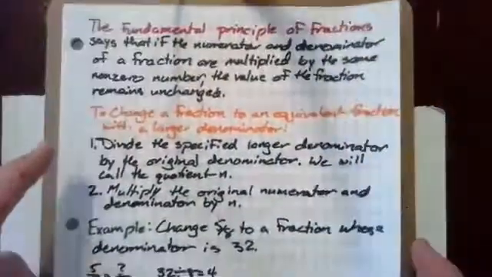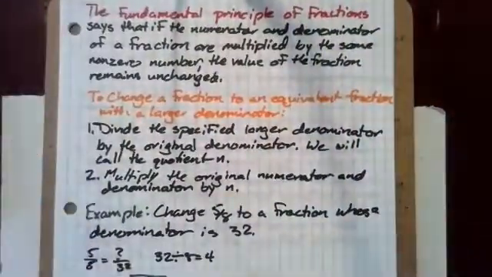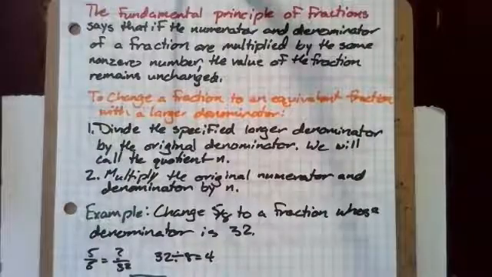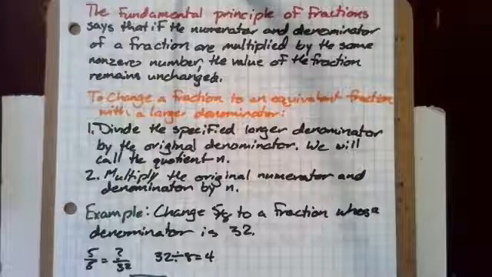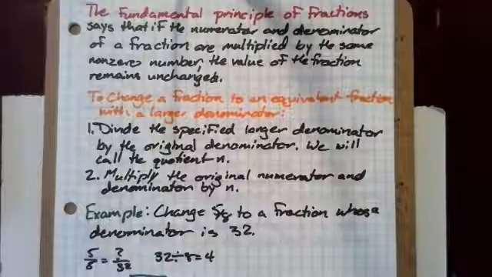The fundamental principle of fractions says that if the numerator and denominator of a fraction are multiplied by the same non-zero number, the value of the fraction remains unchanged. To change a fraction to an equivalent fraction with a larger denominator, first divide the specified larger denominator by the original denominator. We'll call the quotient n. Then multiply the original numerator and denominator by n.